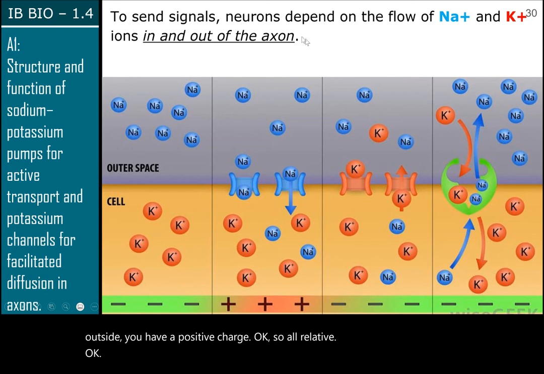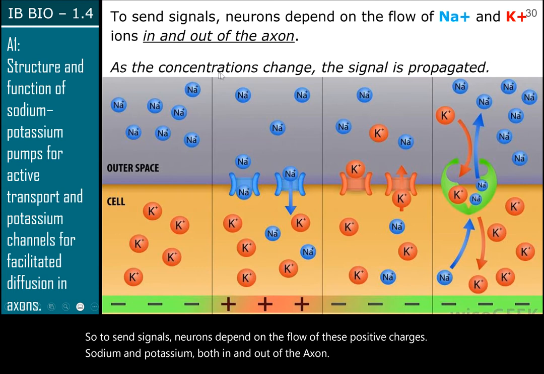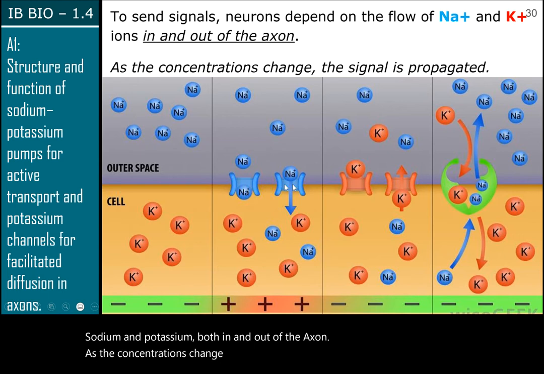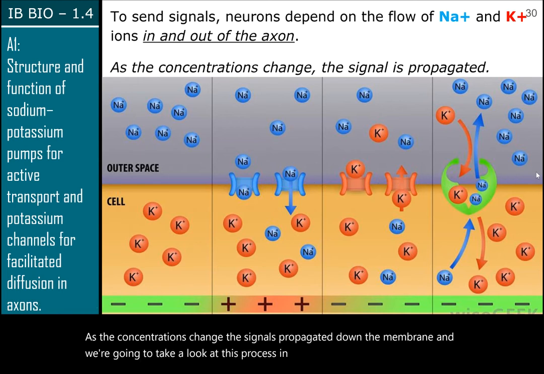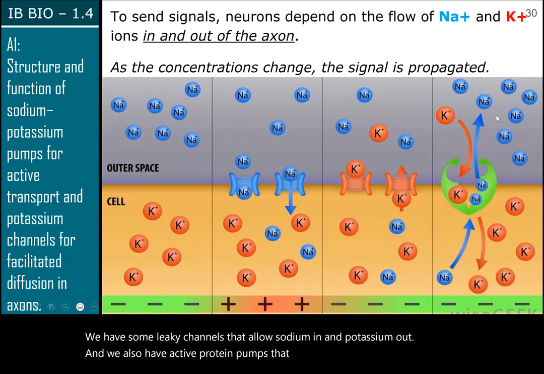So to send signals, neurons depend on the flow of these positive charges, sodium and potassium, both in and out of the axon. As the concentrations change, the signal is propagated down the membrane. And we're going to take a look at this process in detail. We have some leaky channels that allow sodium in and potassium out. And we also have active protein pumps that bring sodium out and potassium in at the same time.